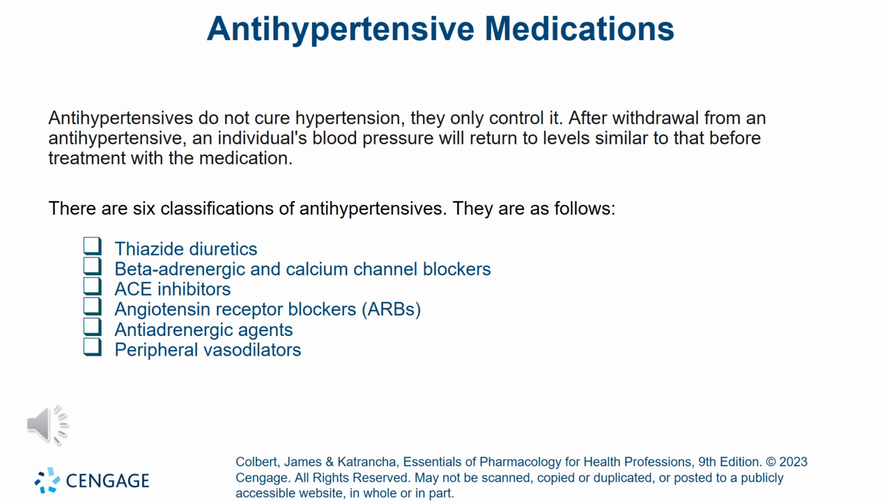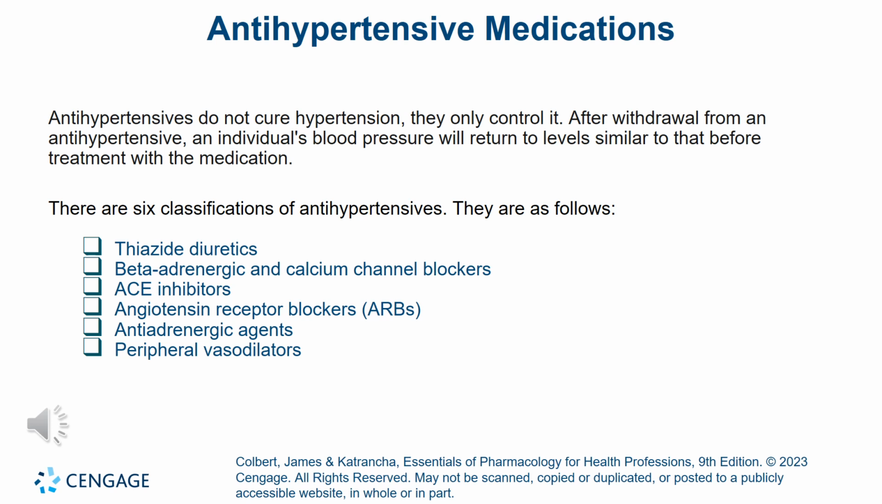Antihypertensive medications are used to control hypertension only, not cure it. After withdrawal from an antihypertensive, an individual's blood pressure will return to levels similar to that before treatment with the medication. Should antihypertensive therapy be discontinued for some reason, it should be done gradually, not abruptly, because it could cause rebound hypertension.